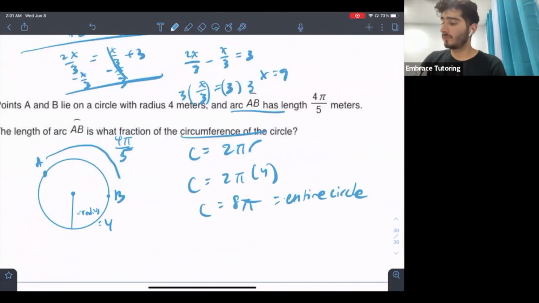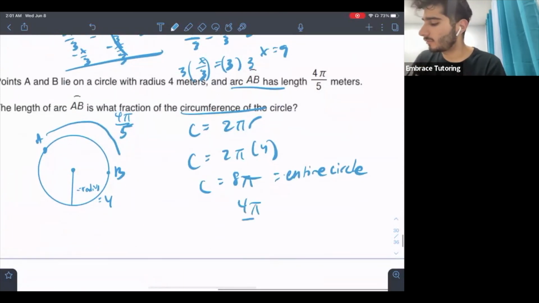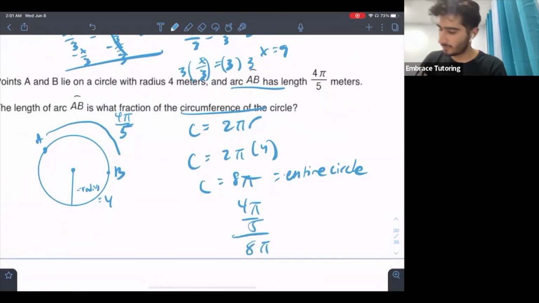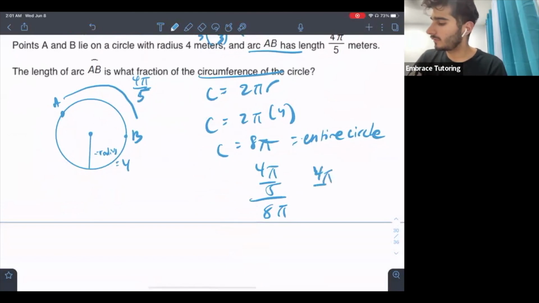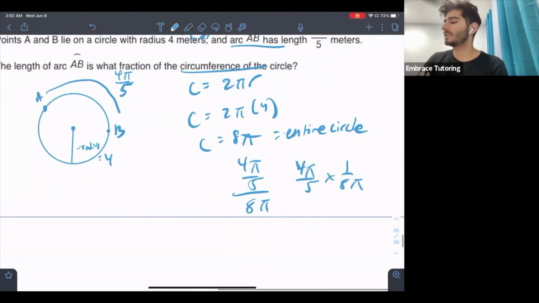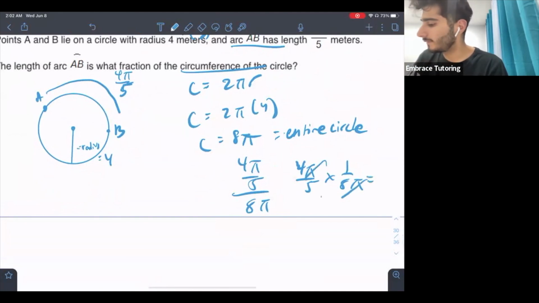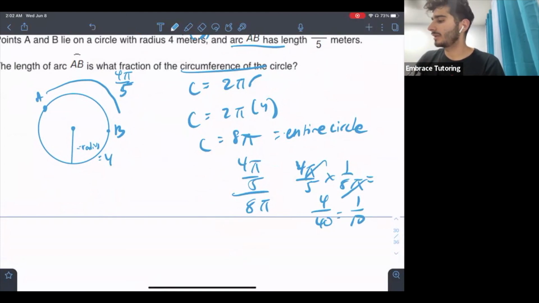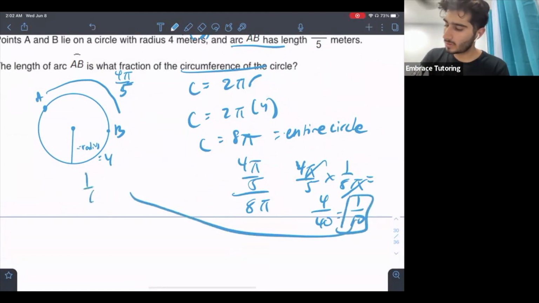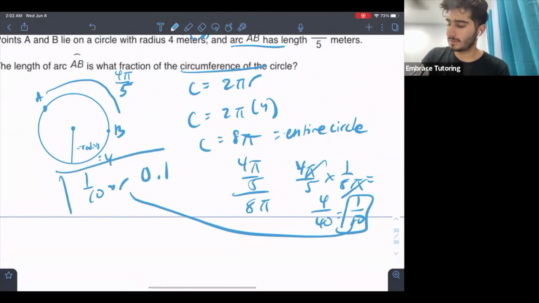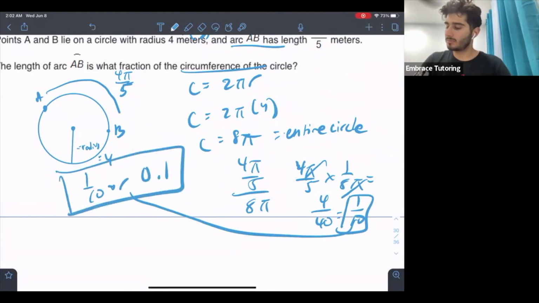The arc is just 4 pi over 5, meaning that would be 4 pi over 5 over 8 pi, right? So then you would do 4 pi over 5 times 1 over 8 pi, because you reverse it, cancel the pi's out, and then you get 4 over 40, which is equal to 1/10 as the fraction. So you can put that fraction as 1/10 as your answer, or 0.1 would also work as your answer. And that is how you do that problem.